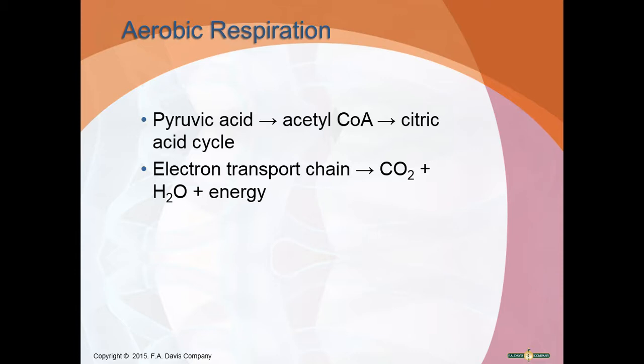So aerobic respiration happens when oxygen is available. Pyruvic acid enters the mitochondria and is converted into acetyl coenzyme A. This begins a series of reactions called the citric acid cycle. This is followed by another series of reactions called the electron transport chain. The end result is a complete breakdown of glucose into carbon dioxide, water, and large amounts of ATP.